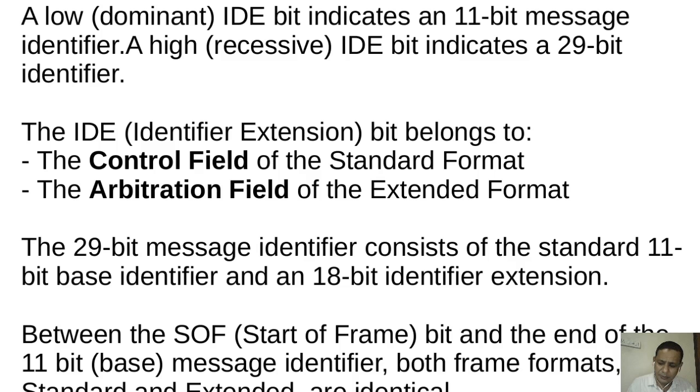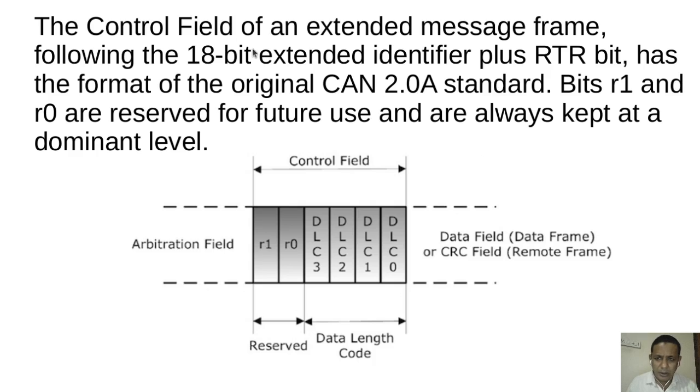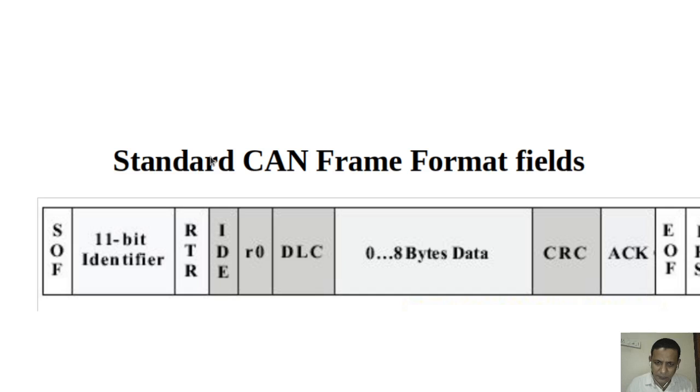extended format. So you can see the control field of an extended message frame following the 18-bit extended identifier plus RTR bit has the format of the original CAN 2 standard. Bits R1 and R0 are reserved for future use and are kept always at a dominant level.